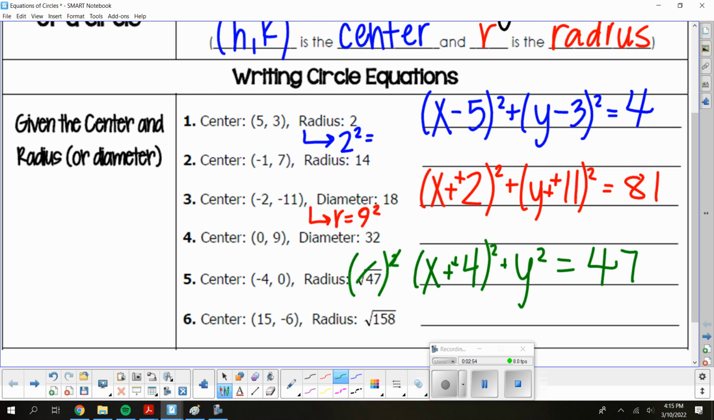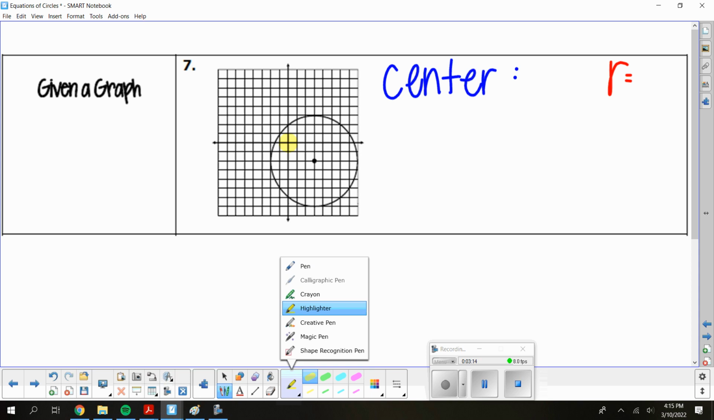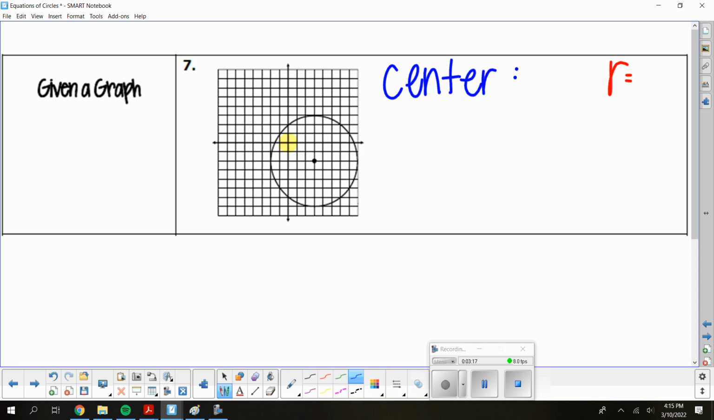All right. If we're given a graph, the two things that we need are a center and a radius, and that allows us to plug into our formula. So if I'm identifying my center point, my origin is sitting right here. My x is going to be my distance to the right: 1, 2, 3. So my x value is 3. And my y value is my distance down.